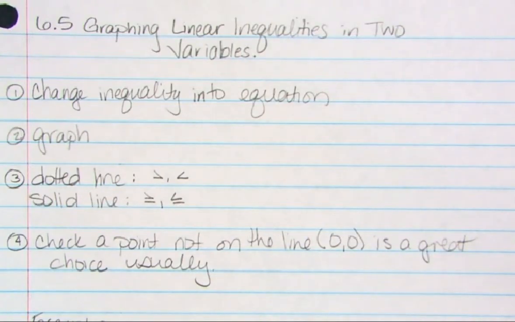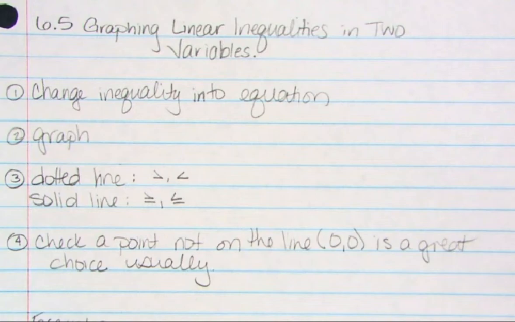This video is on lesson 6.5, graphing linear inequalities in two variables. So basically that's a fancy way of saying we're graphing a linear inequality. We've talked before about linear equations like y equals 3x plus 8 or y equals 2/5 x minus 11. And we've talked about how to graph those equations and what the slope means, what the y-intercept is, and all of those good things.